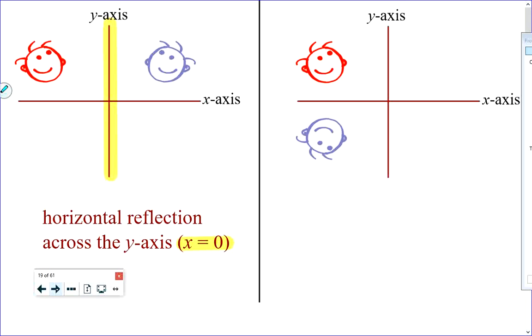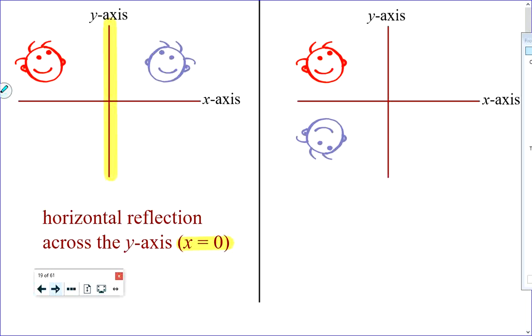What's the equation of the y-axis? Well, look, here's the y-axis. Over here, x is negative. Everywhere over here, x is negative. Any point to the left of the y-axis has a negative x coordinate. Any point to the right of the y-axis has a positive x coordinate. So any point on the y-axis has an x coordinate that's 0.